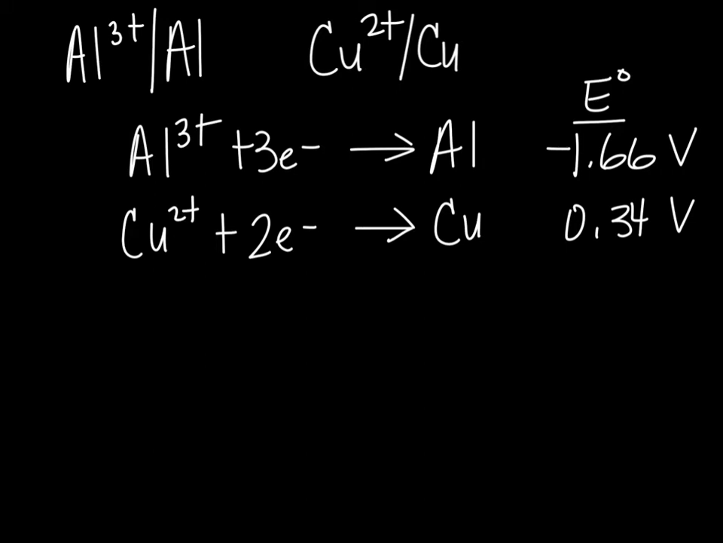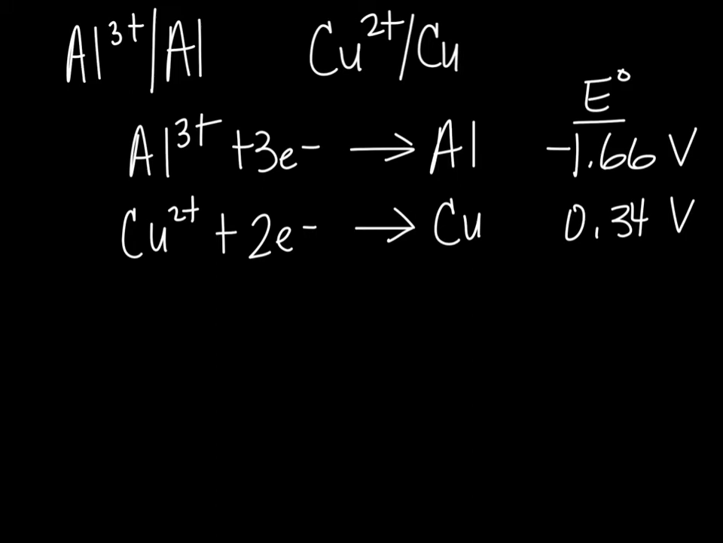Now notice that the table is called a reduction table because everything on that chart is reduction. Notice that the charge is going from a +3 to a 0, that's being reduced. +2 to a 0, that's being reduced. Notice the electrons. The electrons are on the reactant side, so that's indicating that the electrons are being gained. Once again, representing that it is reduction.